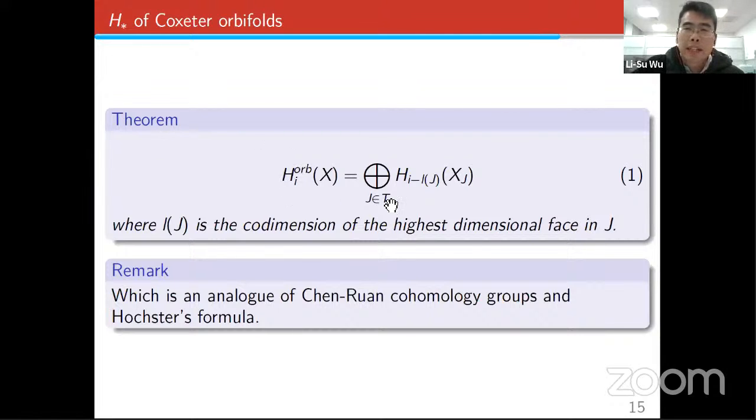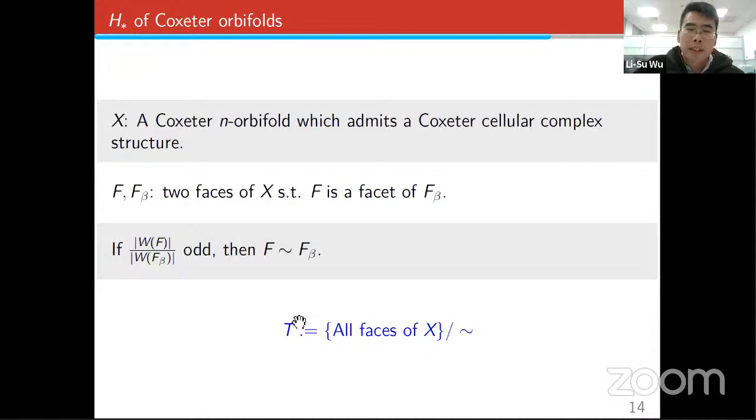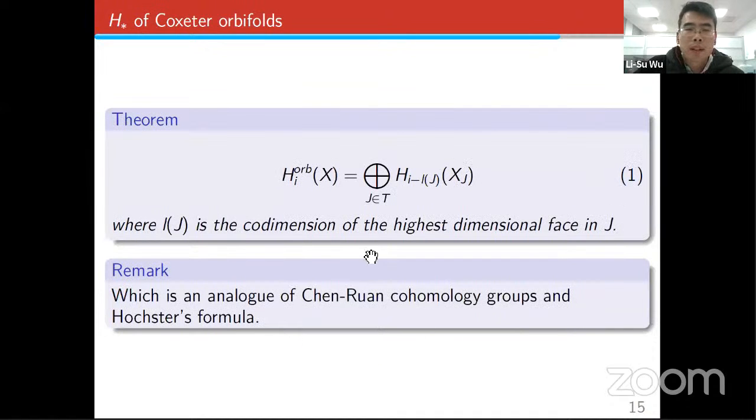Then we can get this for any closed orbifold: its orbifold homology group is isomorphic to the direct sum like this, where Lg is the codimension of the highest dimensional face in G, where G is an element in T. So it is an analog of Chen-Ruan cohomology groups, because if we take G as the n-face of X, that is the underlying space, then it corresponds to Lg equal to 0.